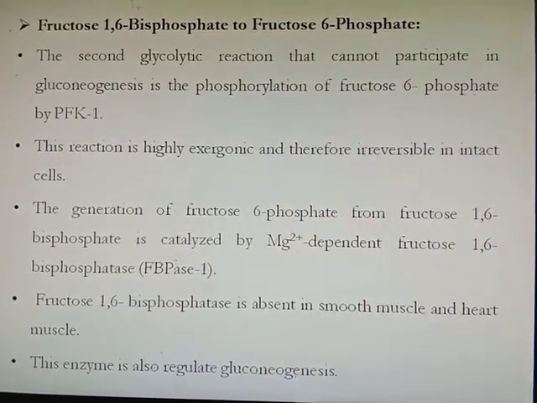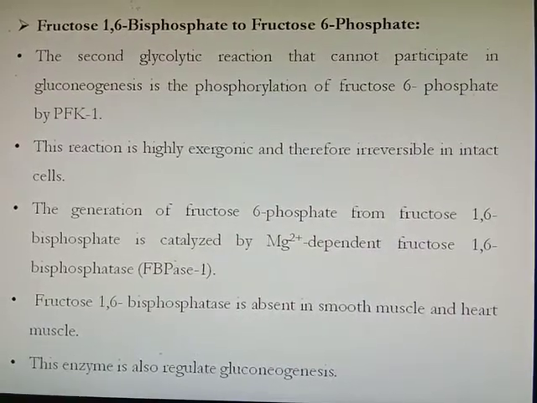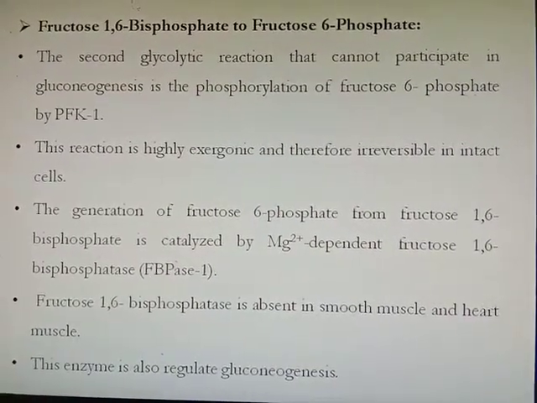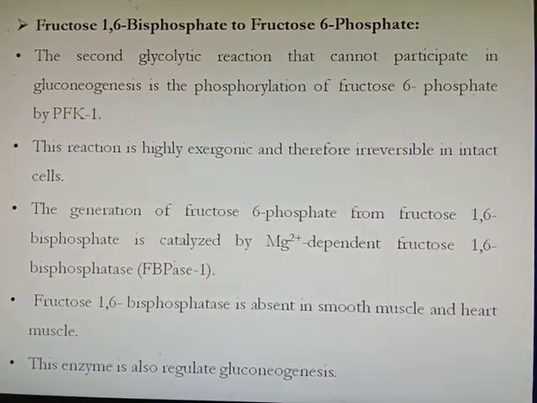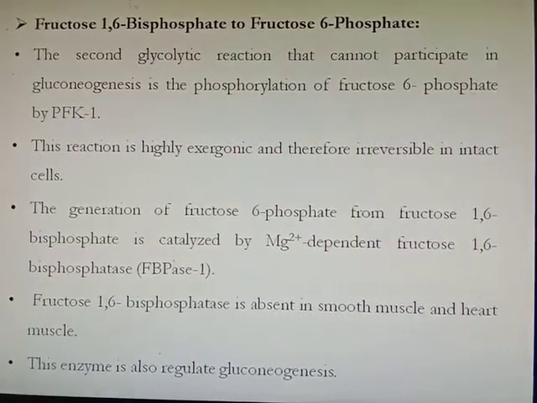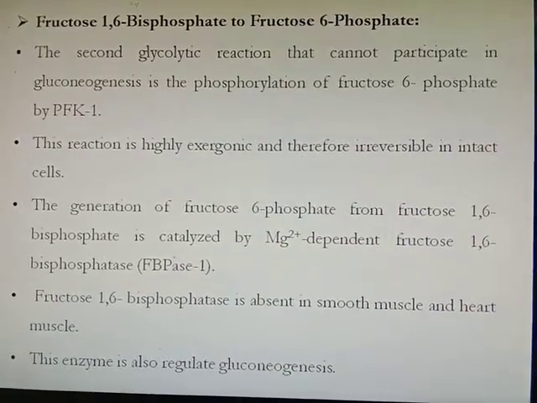Fructose 1,6-bisphosphatase is absent in smooth muscle and heart muscle. Therefore, gluconeogenesis does not take place in smooth muscle and heart muscle. This enzyme also regulates gluconeogenesis.